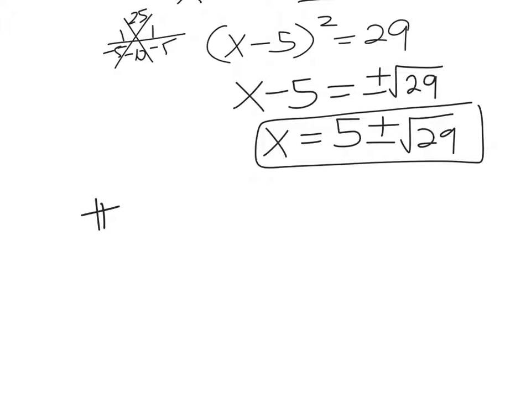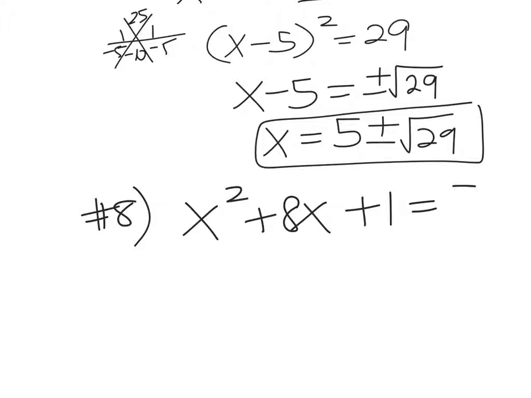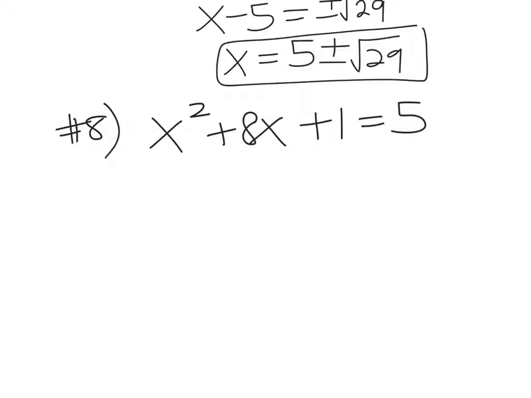Do you want to try one yet? Are you scared? Yeah? Sure. Okay, you try this one. x squared plus 8x plus 1 equals 5. All right, solve by completing the square. You try it. If you can't yet, that's okay. He eats chicken. Oh, that's a good idea.